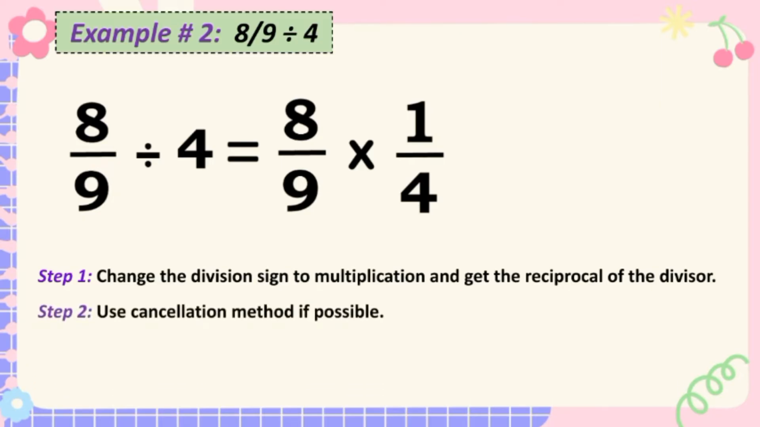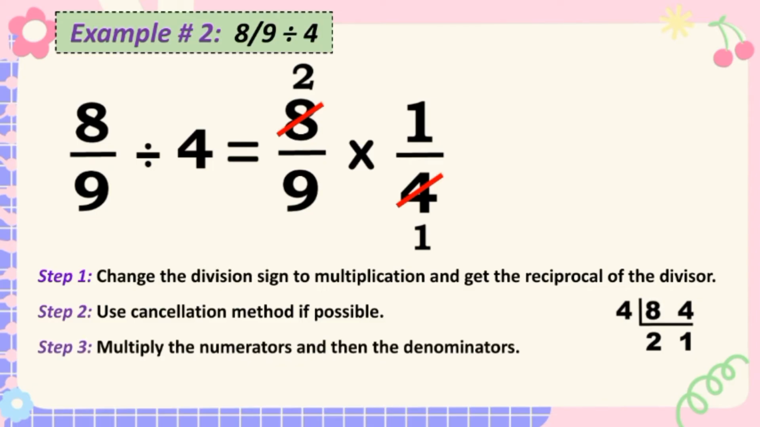Step 2. Use cancellation method if possible. I-cross-check po natin kung meron tayong makakancel. Yes, ang 8 at 4 ay pwedeng i-cancel. Using continuous division, ang kanilang GCF ay 4. So, 8 divided by 4 equals 2. And 4 divided by 4 equals 1. Yung 9 at 1 naman, hindi na po yan makakancel kasi wala silang GCF.